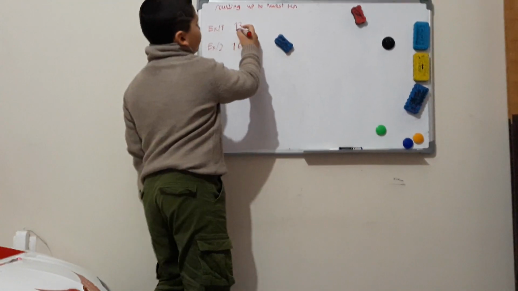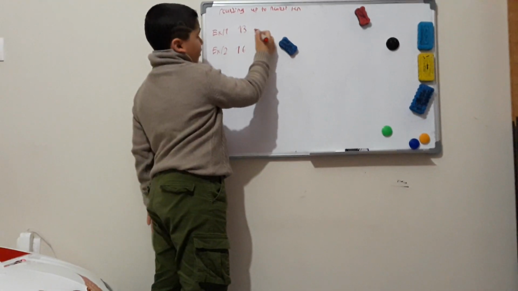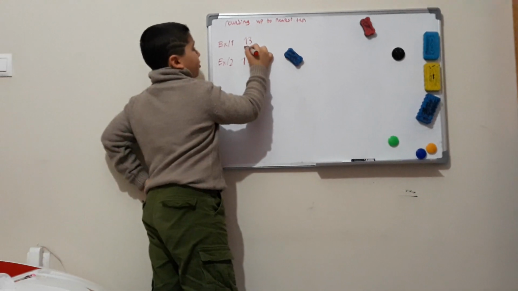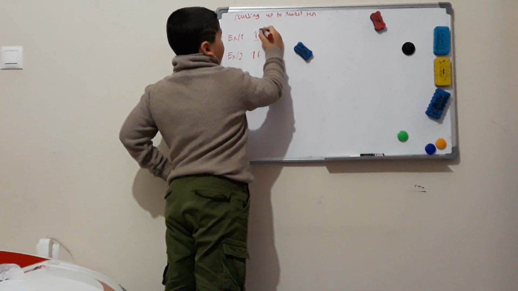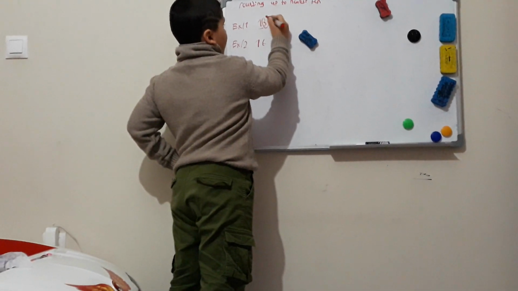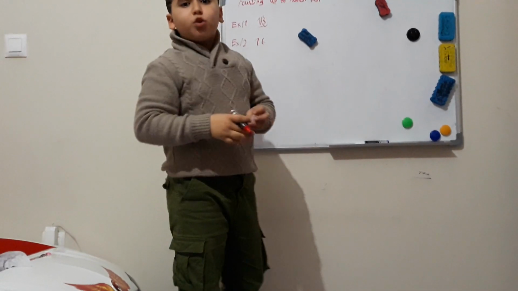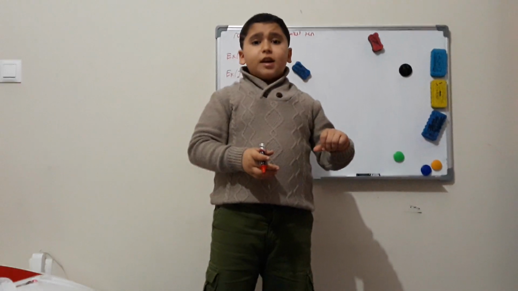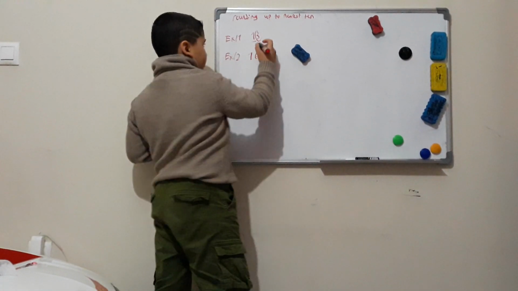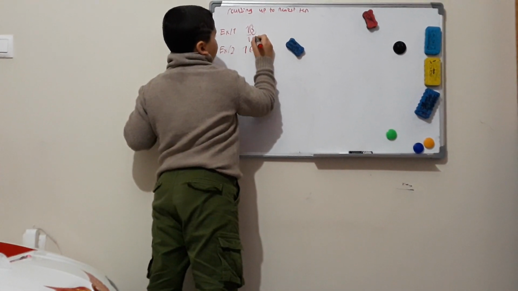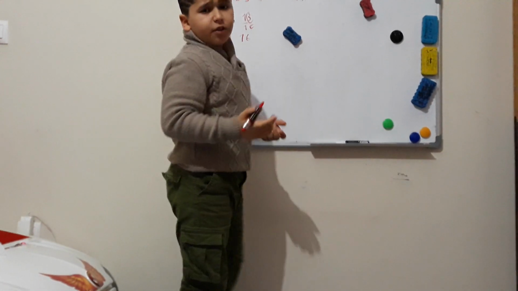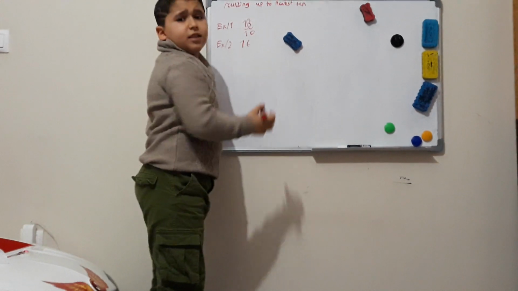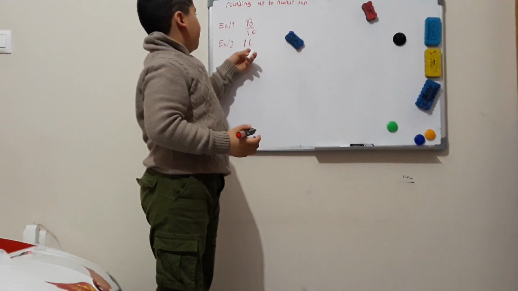Let's look. My first number is 13. I should look at the tens place. This is 1, this is the tens place, so my number is this. And I should look at my neighbor. My neighbor is 3. That 3 is smaller than 5, so we will round down. This will be 1, the 3 will be 0. My answer is 10.